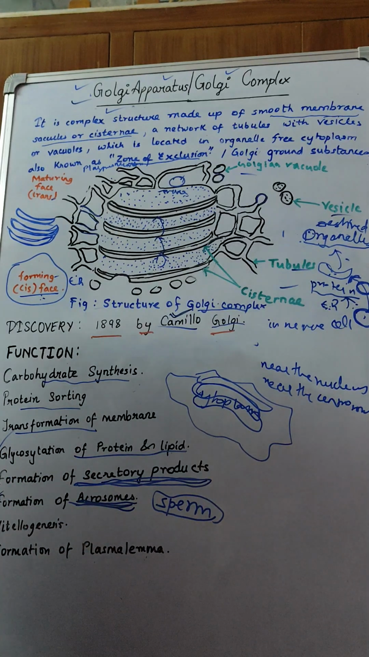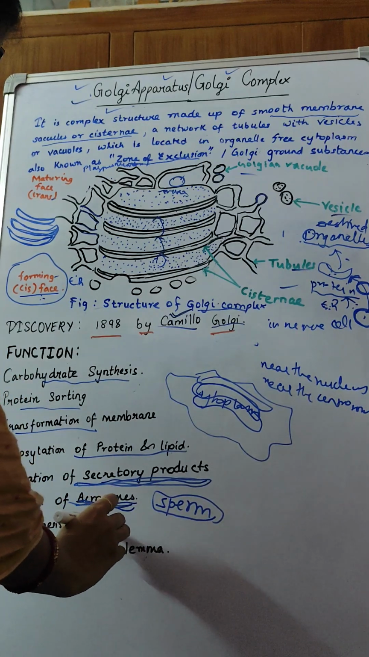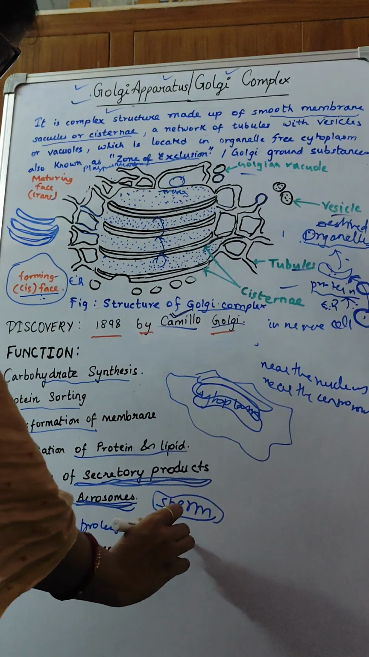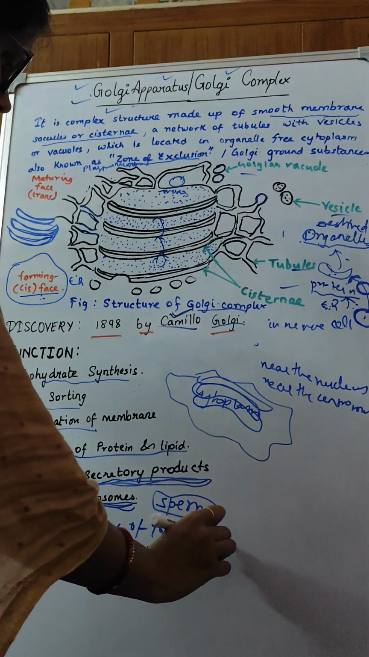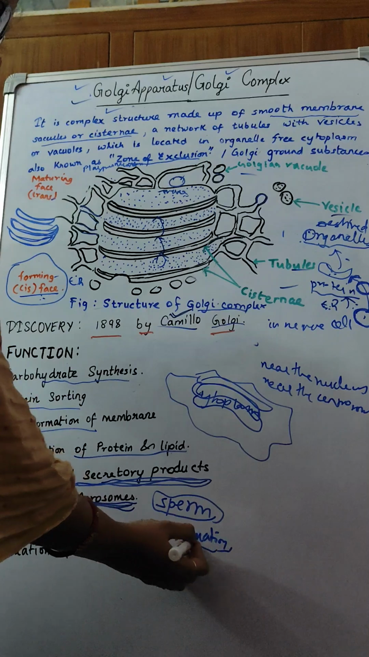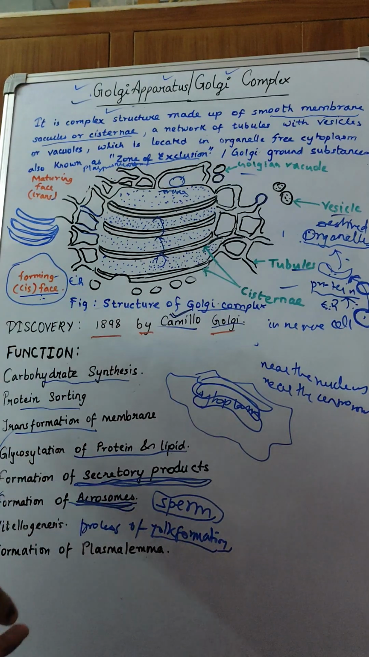Vitellogenesis is actually the process of formation of yolk. Yolk formation occurs in the egg cell near the Golgi bodies. The Golgi body is always in the center wherever the yolk formation takes place.